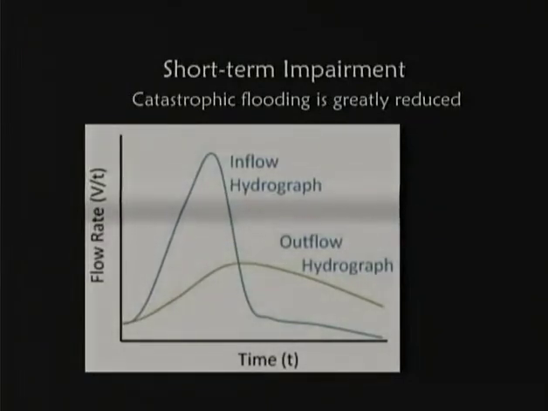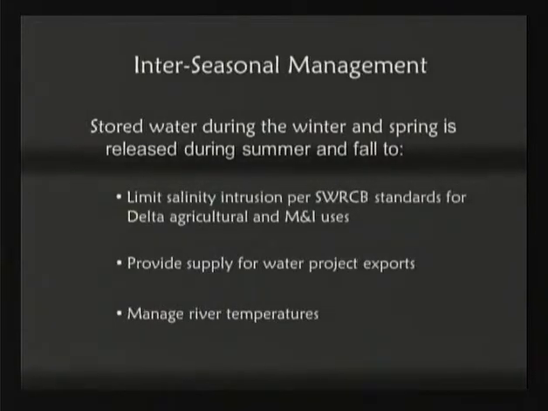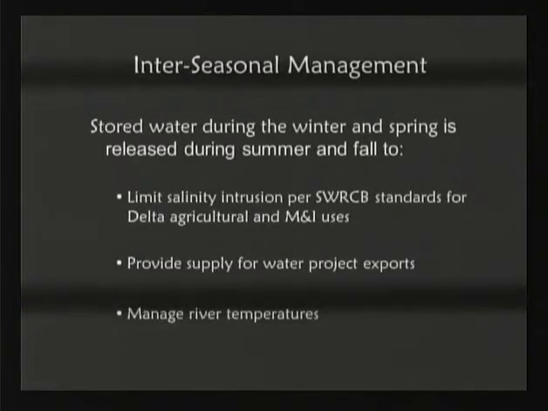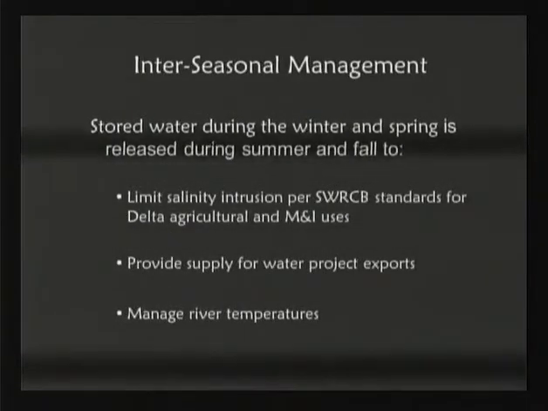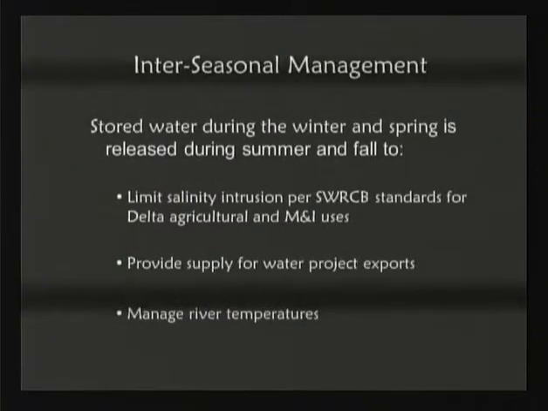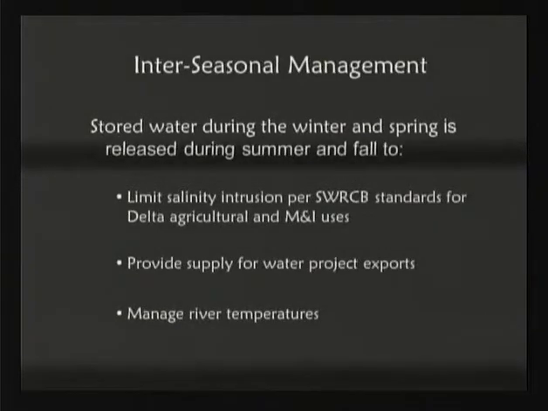So again, one of the most obvious benefits to the short-term impairments of the natural hydrograph is the storing of water during flood events, knocking those peaks down significantly, and later metering the water out at a flow that the downstream levees are able to handle. The interseasonal management, again: water stored in the winter and the spring is released during the summer and the fall. And so again, that stored water is used to meet the board standards for the in-Delta agricultural and M&I uses, as well as provide the supply for the water project south of the Delta, and for temperature management in the rivers.